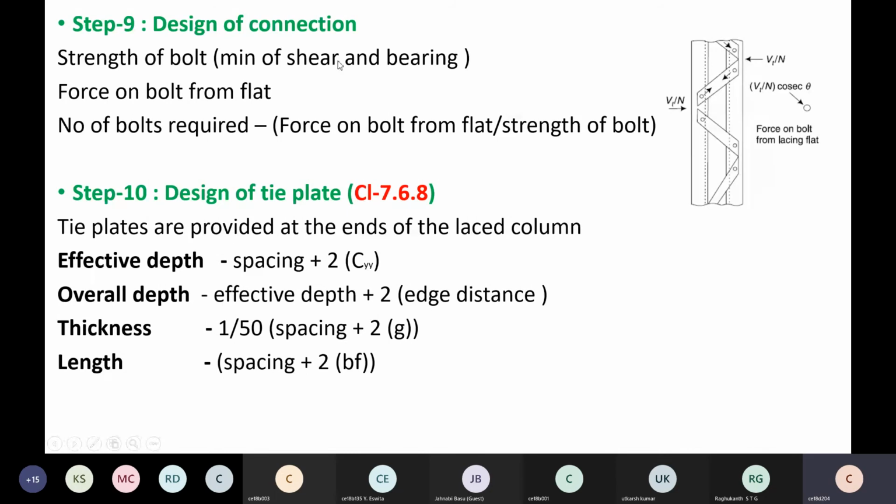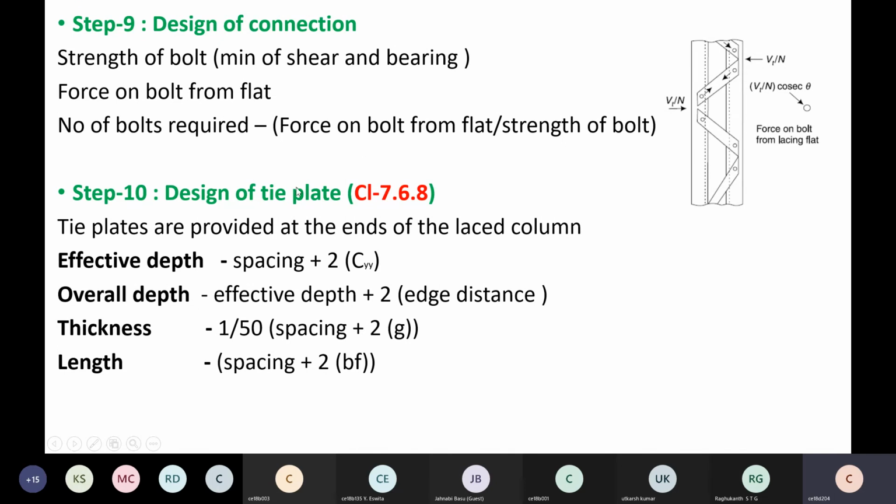I'll explain once again. The strength of the bolt we calculate based on the minimum of the shear and bearing capacity. Once you calculate that, you calculate the force acting on the bolt from the flat, which is given by Vt by n into cosecant theta. You already know Vt, n and theta. Once you calculate the force on the bolt from each flat, you can calculate the number of bolts required by dividing it by the design strength of the bolt. Once you have the number of bolts, the diameter, pitch and edge distance, the design of the bolted connection is completed.